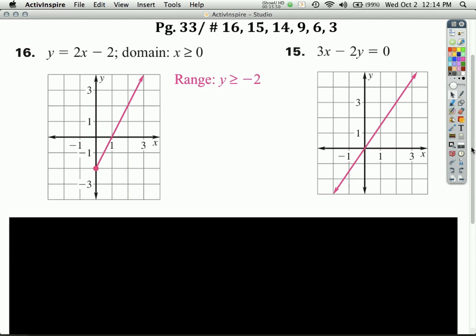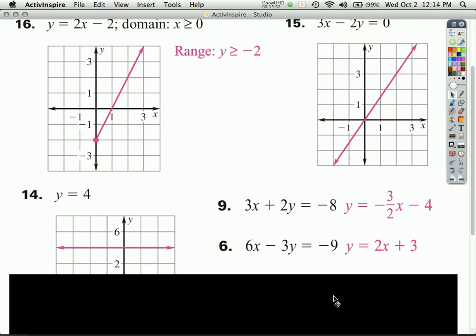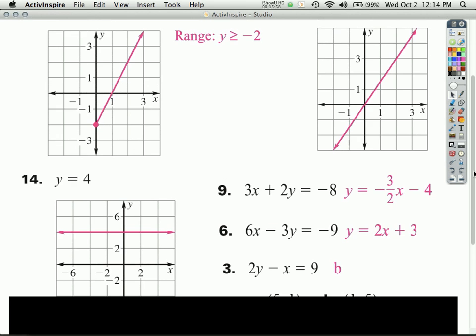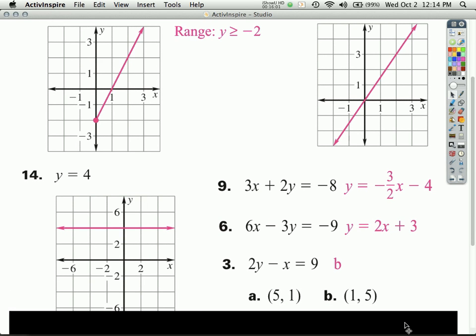Number 14 should have taken you a nanosecond unless you got confused. And then numbers 9, 6, and 3. Number 9, you were asked to put it in function form. Number 6, same thing. Number 3, you were asked to identify which of those 2 points was a solution to that equation.